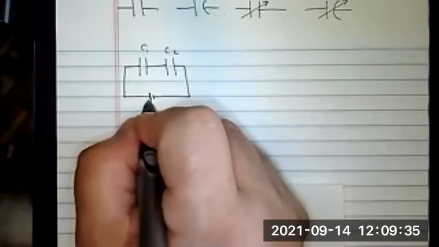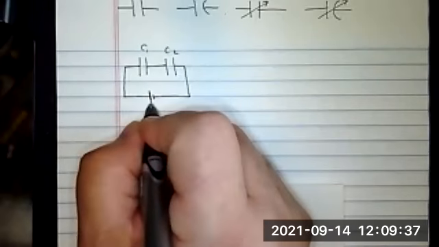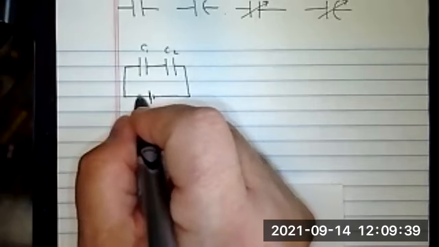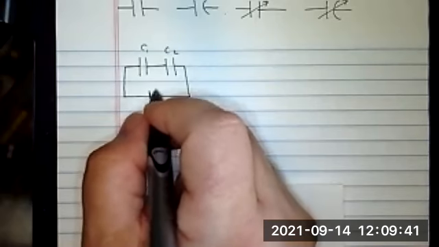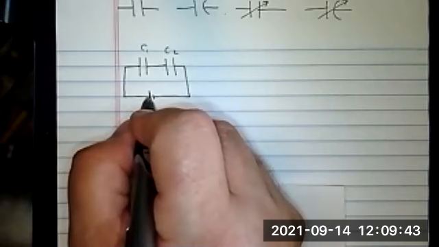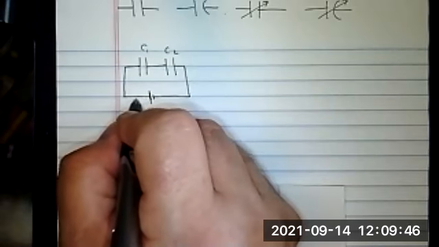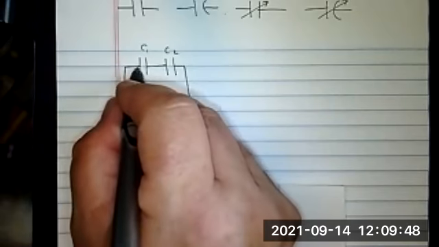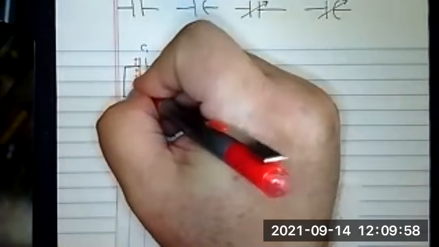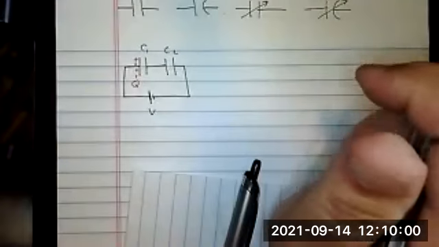So this positive terminal of this battery looks scary to all the positive free charges in this conductive wire. So the positive free charges all run around this way, and then they start to build up on this plate, and you get basically plus charges here, which I'm going to call Q.